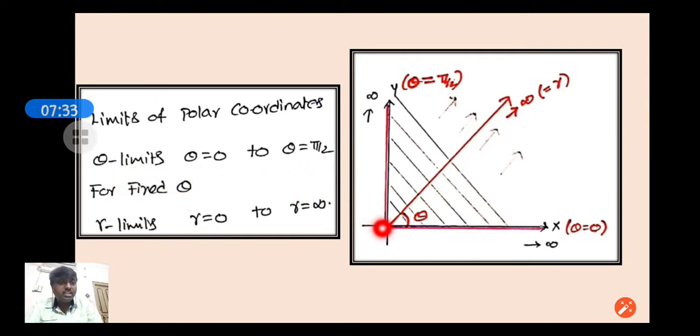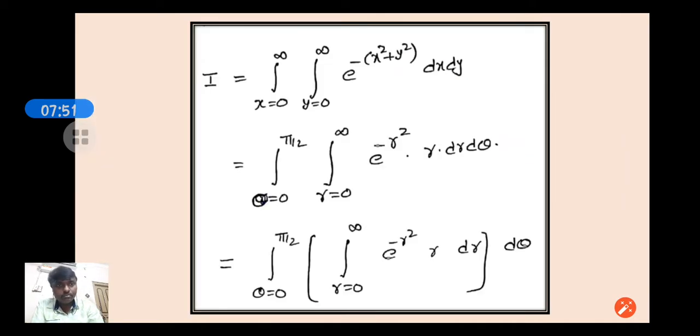Okay, for a fixed theta, you are taking a fixed line. This line is moving from 0 up to infinity. So that's why our radius moves r equal to 0 up to infinity. So r limits are r equal to 0 to r equal to infinity. Okay, the same thing I am reproducing here. The integration given is x equal to 0 to infinity, integral y equal to 0 to infinity, e power minus x square plus y square dx dy. This is the given problem.